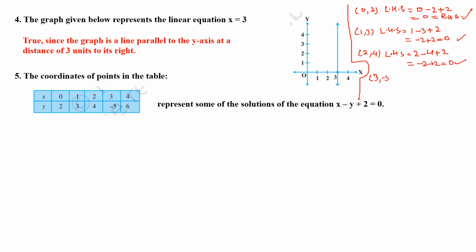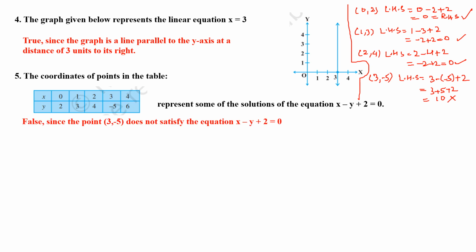Next is (3, -5). Now LHS will be 3 minus of -5 plus 2, which will give me 3 plus 5 plus 2, that is 10. So it is not satisfying, isn't it? So all are not solutions, so it is false.